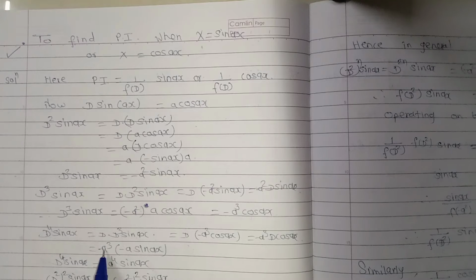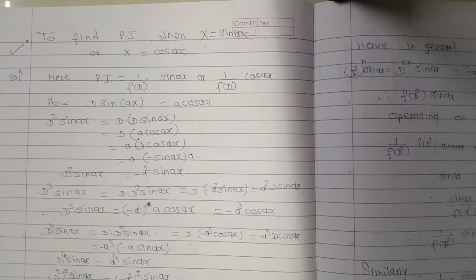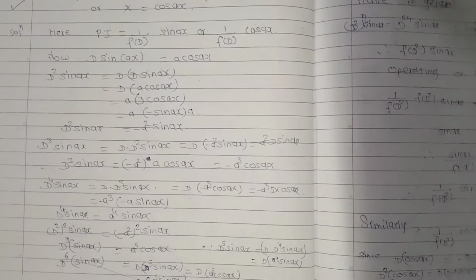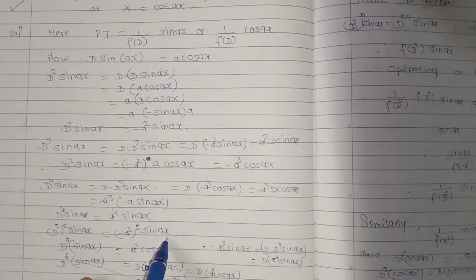So finally we get minus a cubed into minus a, that is a raised to 4 sin(ax), and this can be written as (D squared) squared into sin(ax) equals (minus a squared) squared into sin(ax). Then we find D raised to 5 of sin(ax). We have (D squared) squared sin(ax) equals (minus a squared) squared sin(ax).